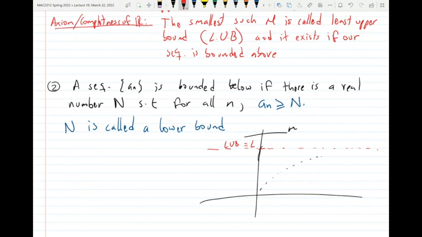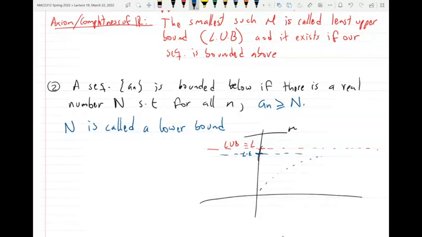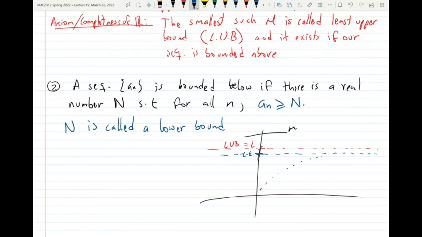So pick whatever positive number you want. Just move a tiny little bit. Let's call this L minus epsilon. Notice that this little epsilon is as small as you want. You can make it smaller and smaller, and the same argument is going to work.